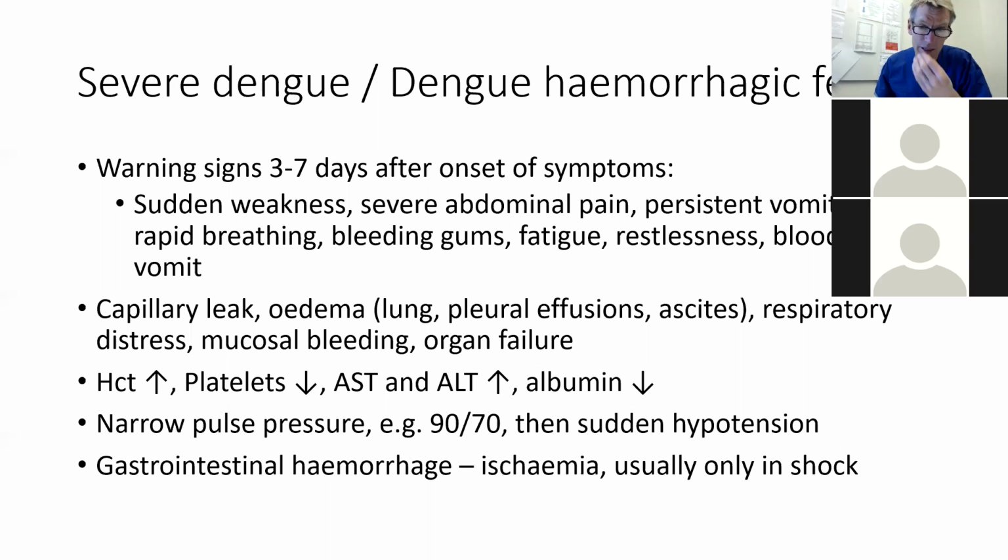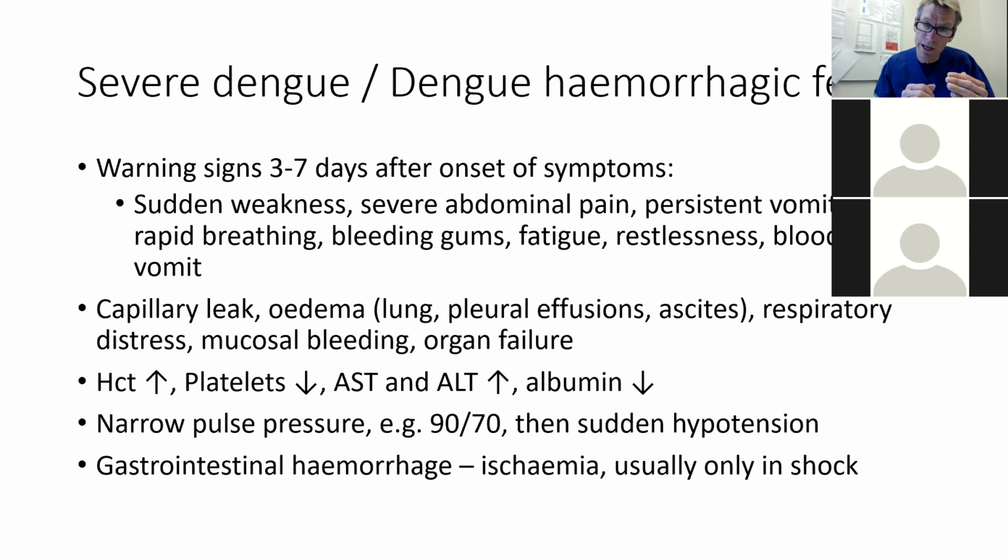And this is the key feature of severe dengue: unlike other forms of sepsis, where there'll often be bounding pulses and vasodilatation, in dengue, typically it's capillary leak with leakage of fluid from the intravascular space into the interstitial space, and a hemoconcentration of blood, so the hemoglobin goes up and the pulse pressure narrows, and then typically they become hypotensive.